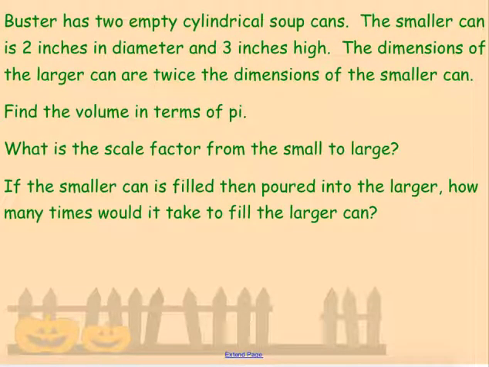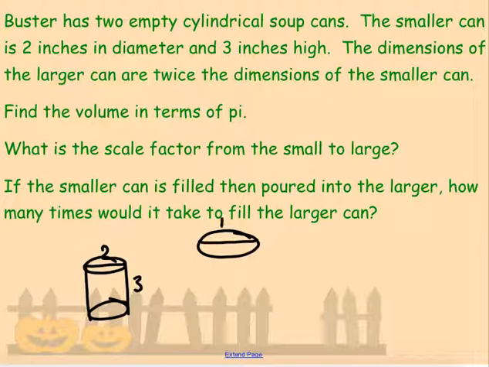And I'm just going to do a couple of these. Buster has 2 empty cylindrical soup cans. The smaller can is 2 inches in diameter and 3 inches in height. Okay, so I'm going to draw that really quick. So we have 2 inches in diameter, 3 inches in height. The next can is twice as large, which means I have now a diameter of 4 and a height of 6. Find the volume in terms of pi.